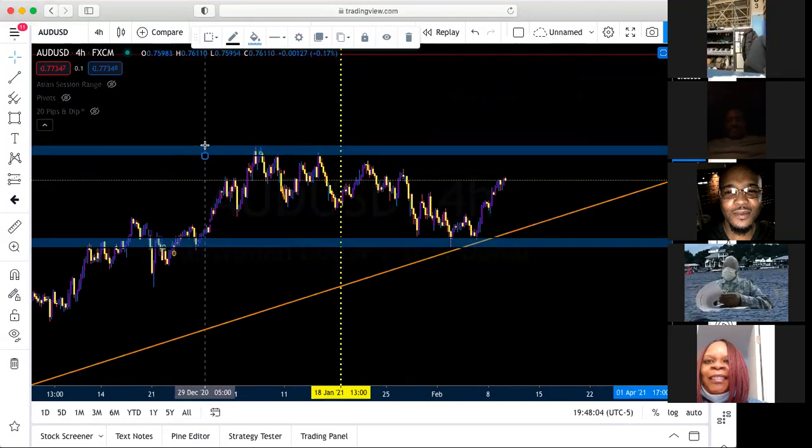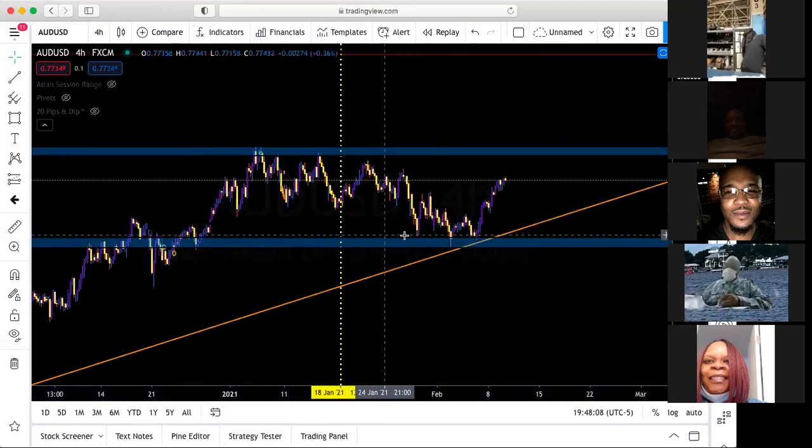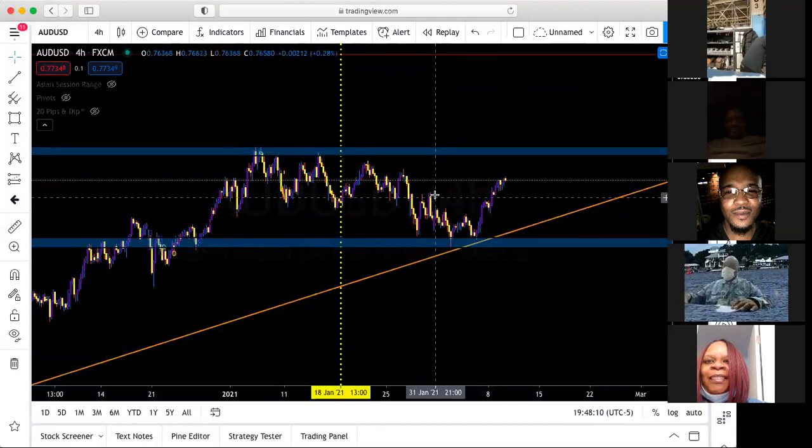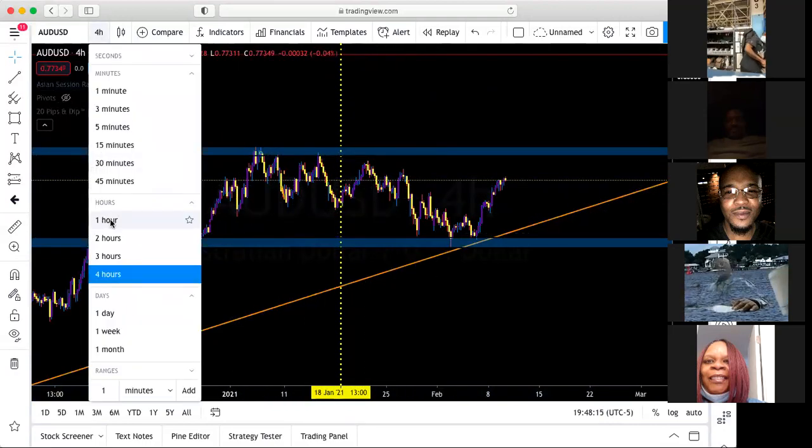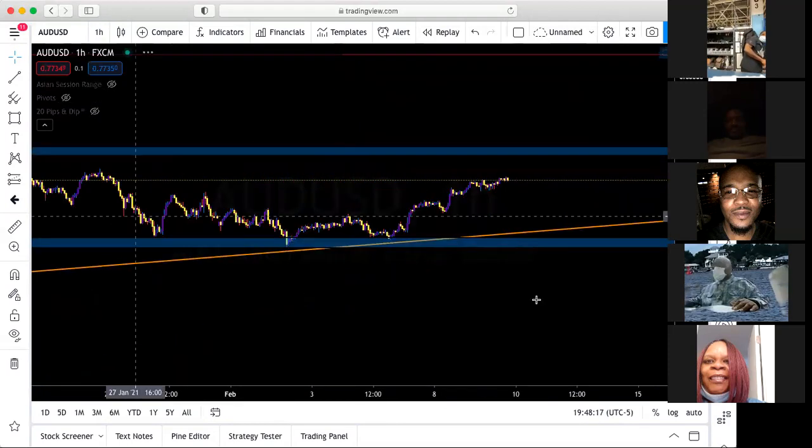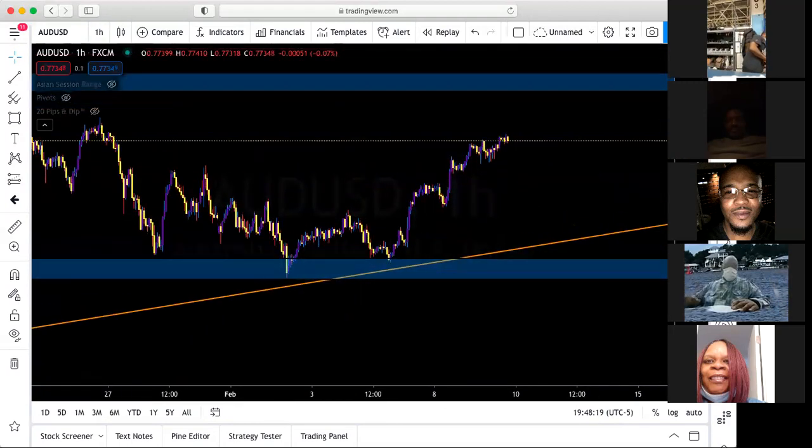Okay, we're gonna clean it up just a little bit on the 4-hour, tighten it up a little bit. Now you all can really see a tight zone. Man, that's easy right here, y'all. This is an easy piece. So then we drop down to the 1-hour and we begin to identify minor support and resistance.